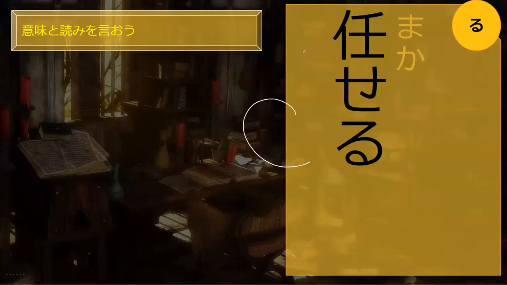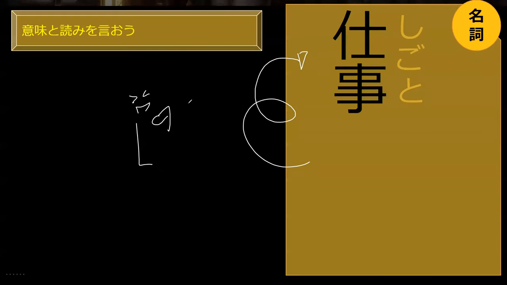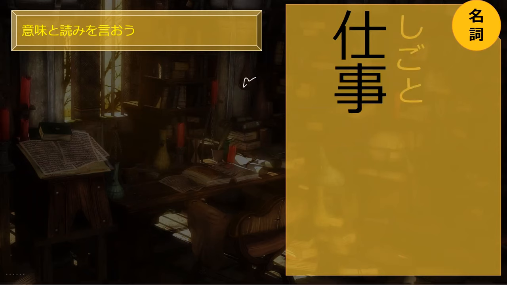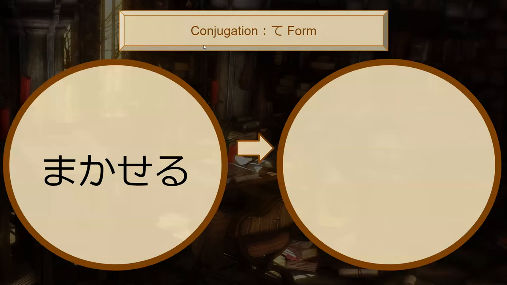Do you know what makasere means? It's a very common anime word. Makasere is to depend on. Yeah, to depend on. Perfect. Do you know what shigoto means? It's to work. Work as a noun. It ends with goto. Do you know what it started with? Shi. Perfect. What is the te form of makaseru? Makasete. Perfect. Can you read this sentence for me?